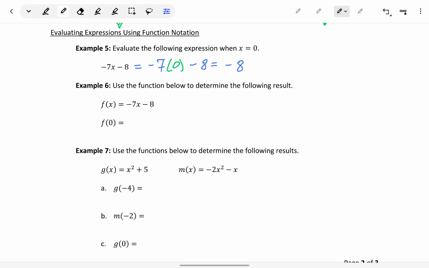Now what we want to introduce is the concept of function notation, which really just does that exact same thing, but in a more concise way. In example 6, we're asked to use the function below to determine the following result. We are given a function, f of x equals negative 7x minus 8. That's the same expression that we had in example 5. But now we're told to find f of 0, is how we would read that.